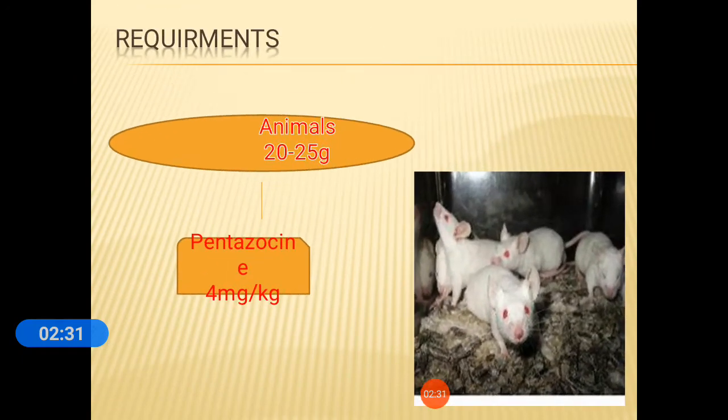The requirements for these studies are animals, here albino mice of 20 to 25 grams, and pentazocine. To check the analgesic activity, pentazocine at 4 mg per kilogram is orally administered.